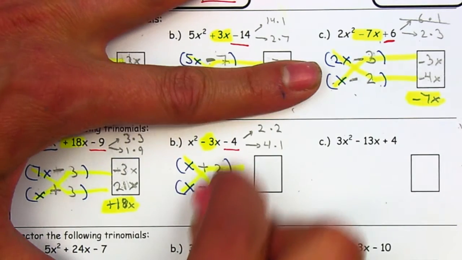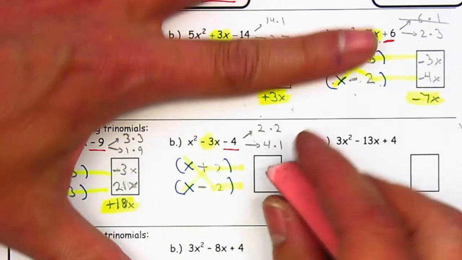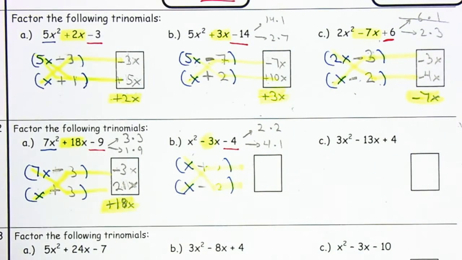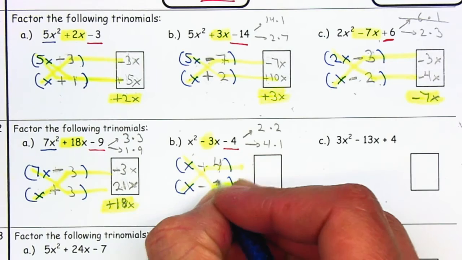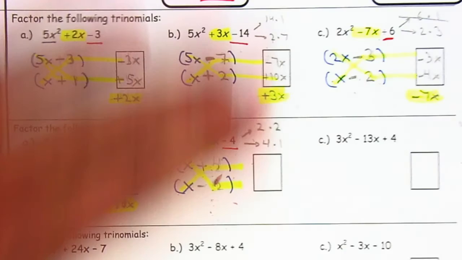And some of you guys should be able to see it. If you want to write it down to confirm. Now if we switch the 2 and 2, it won't make a difference. So let's go and try the 4 and the 1. Or the 1, let's try 1 and 4. It doesn't matter.